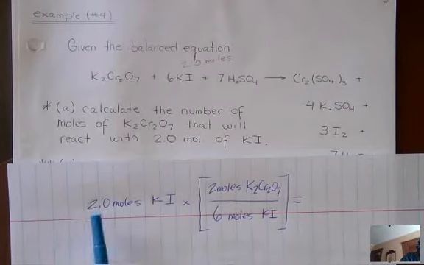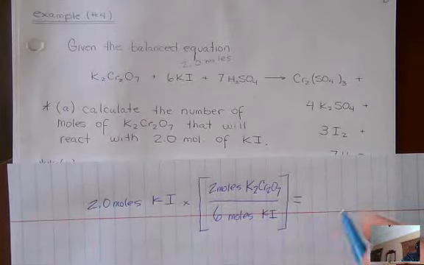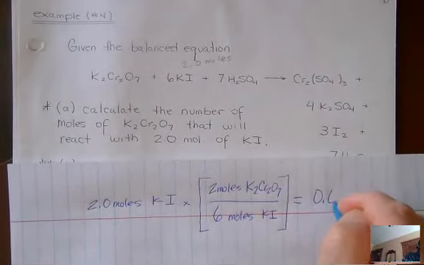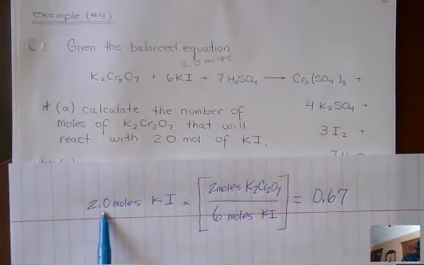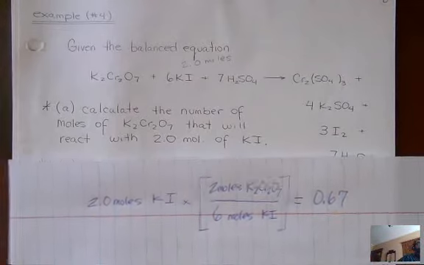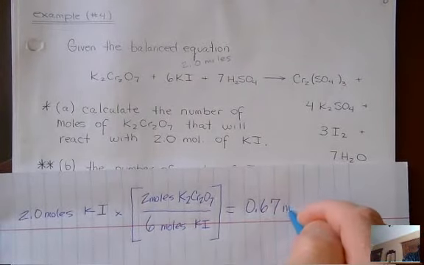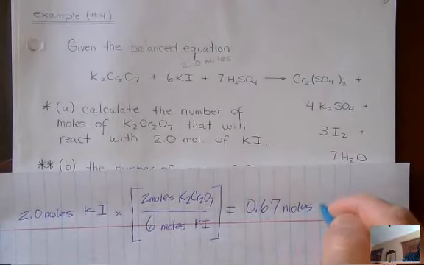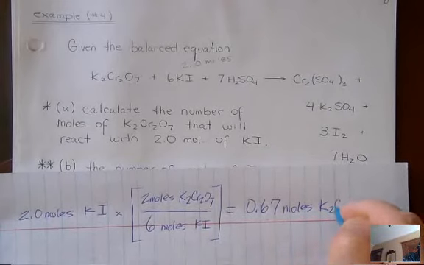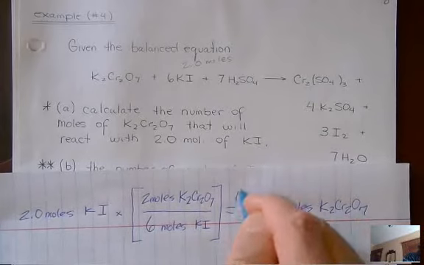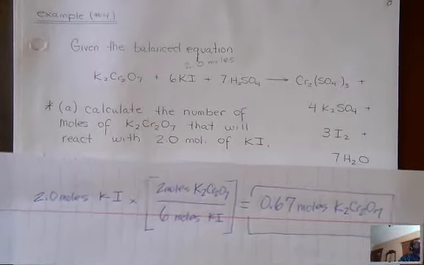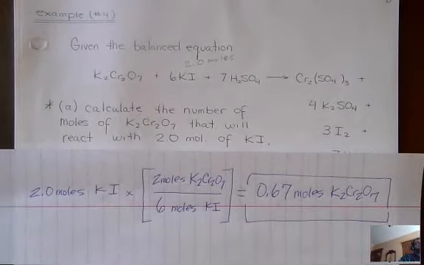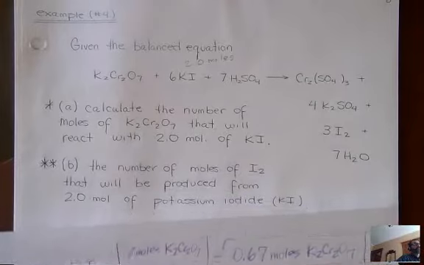Okay, so let's do the math. 2 times 2 is 4. 4 divided by 6 is the same thing as 2/3. This guy's going to come out to 0.66, or 0.666 would be 0.67. This guy had 2 significant digits, so this guy should have 2 significant digits. 0.67 moles of K2Cr2O7. Put a box around it. Okay, so what do you think? Make sense? All right, let's see if I got it right.